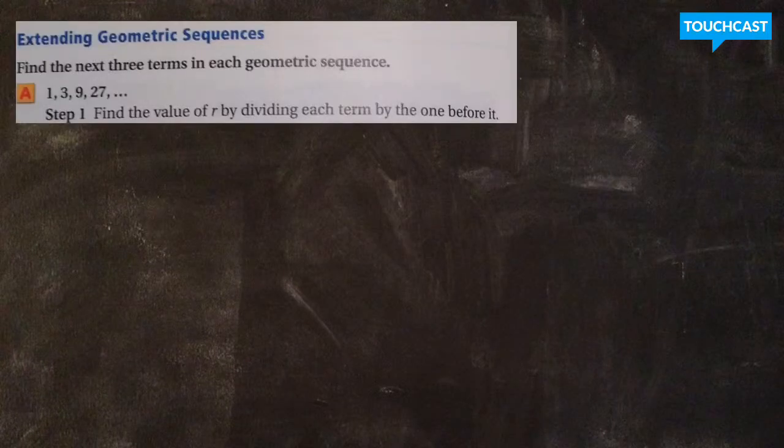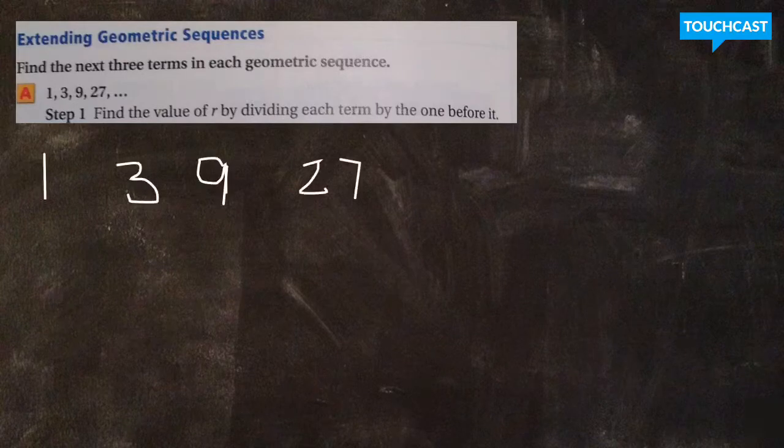So let's look at our first example, where we need to extend a geometric sequence. We need to find the next three terms in each geometric sequence. We have the sequence that starts at 1, and then the next term is 3, followed by a 9, and a 27, and that keeps going forever and ever. So our first step is to find the value of r by dividing each term by the one before it.